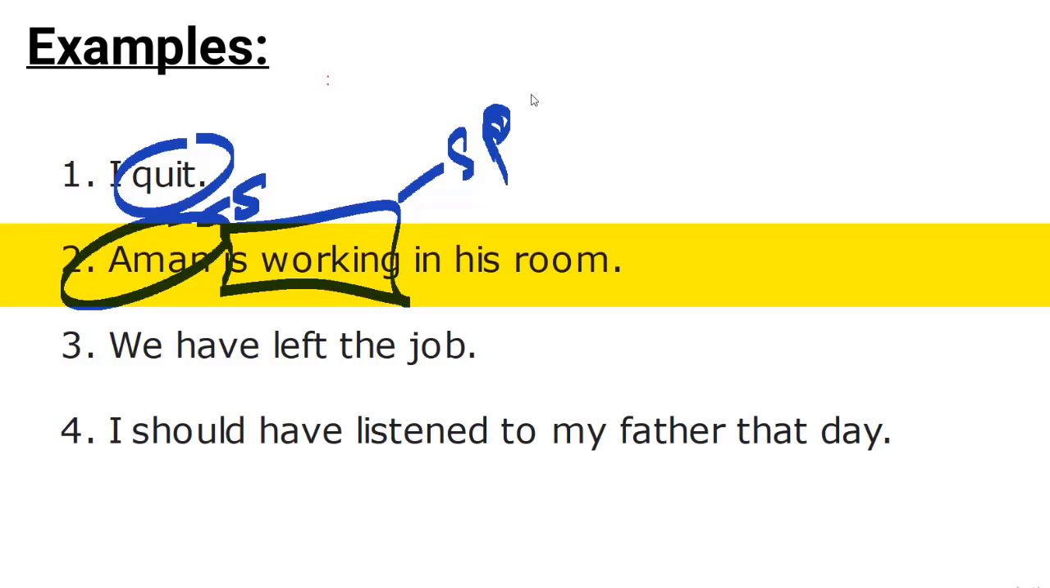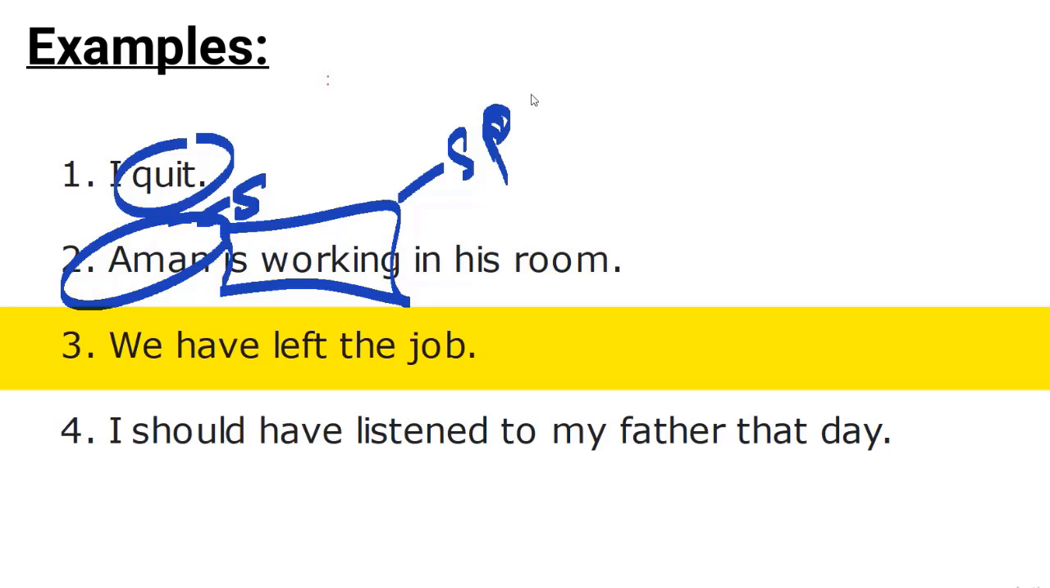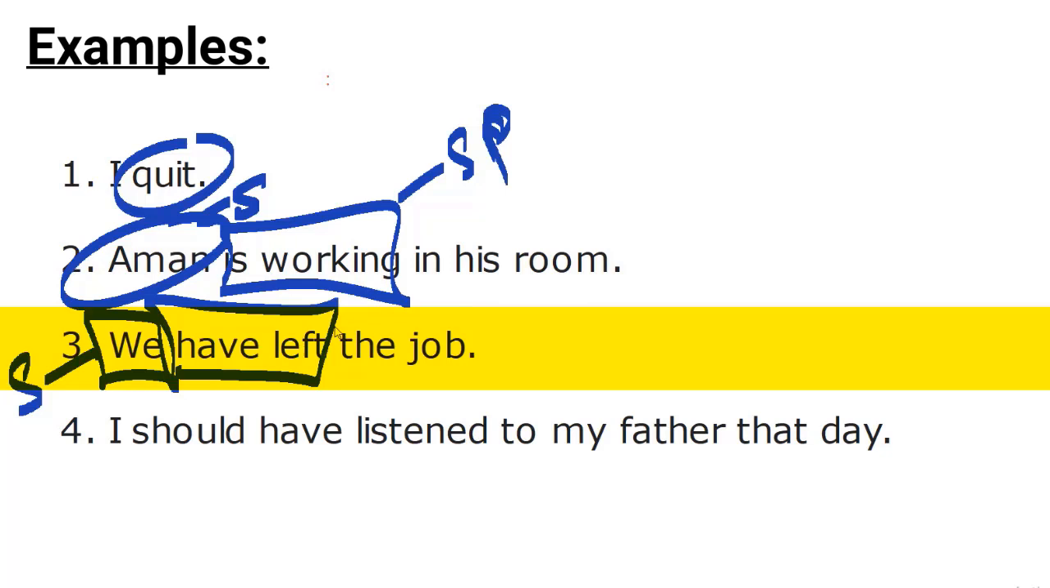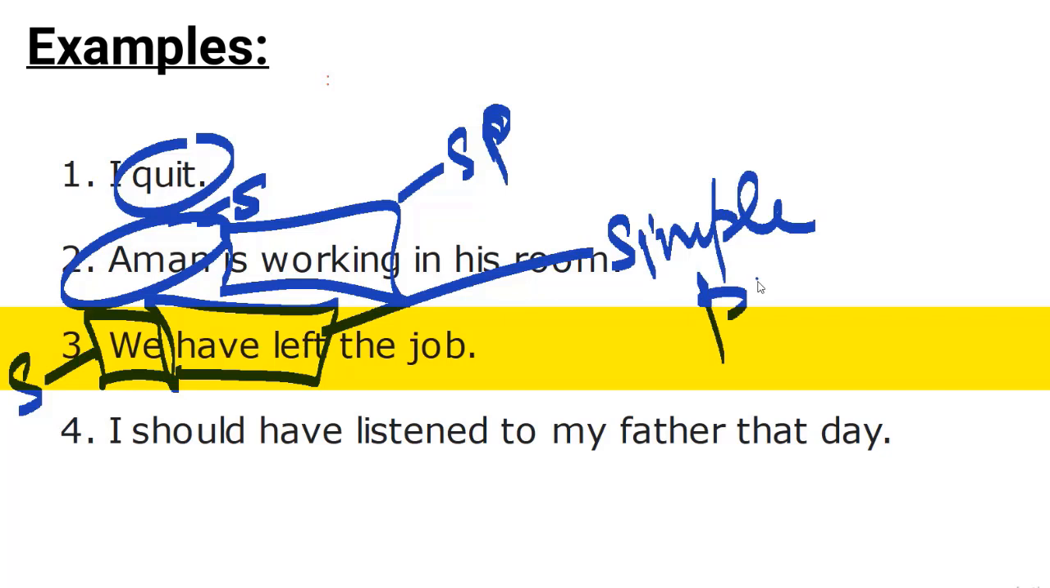Third, we have left the job. We have left the job. We is the subject. The subject have left, which is a verb phrase, a combination of a helping verb, which is have, the main verb, left. This is our simple predicate, SP.